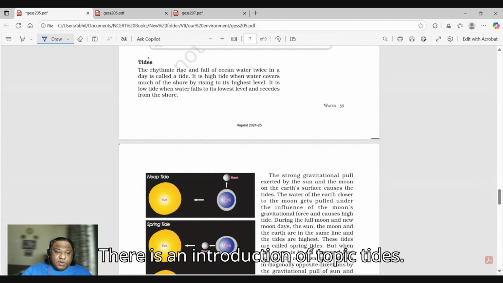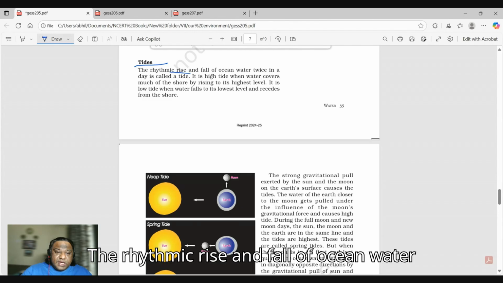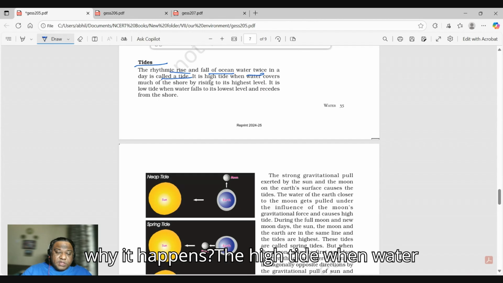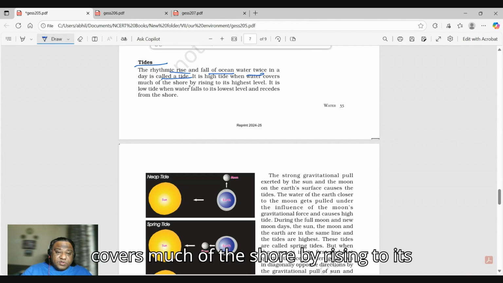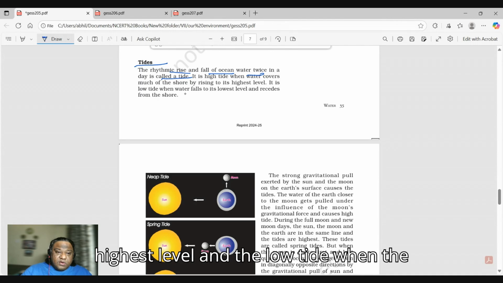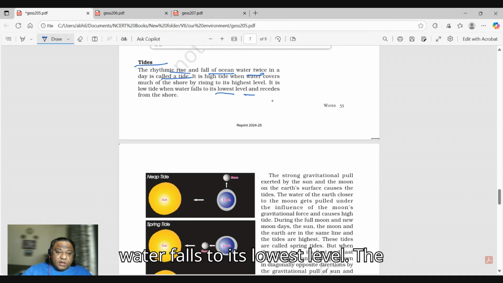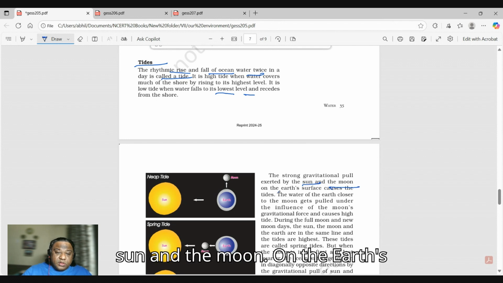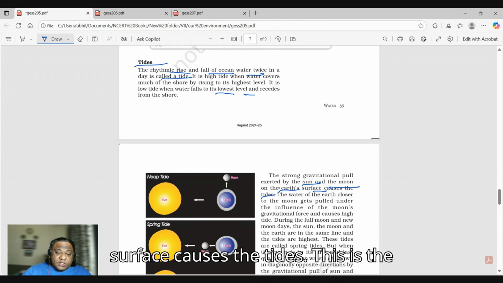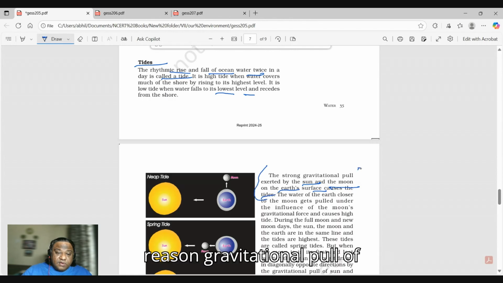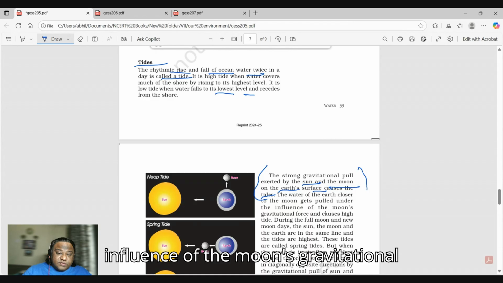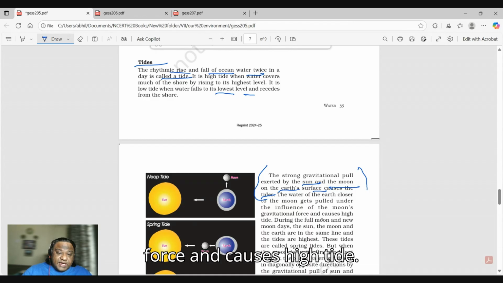There is an introduction of the topic tides. The rhythmic rise and fall of ocean water twice in a day is called tide. And why does it happen? The high tide is when water covers much of the shore by rising to its highest level, and the low tide is when the water falls to its lowest level. The strong gravitational pull exerted by the sun and the moon on the Earth's surface causes the tides. This is the reason. The water of the Earth closer to the moon gets pulled under the influence of the moon's gravitational force and causes high tide.